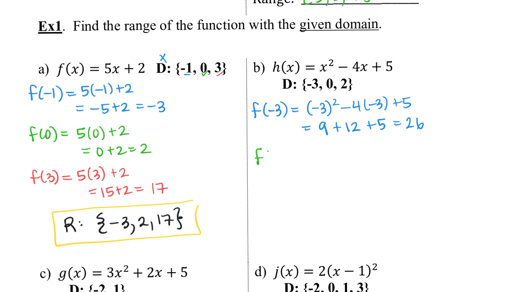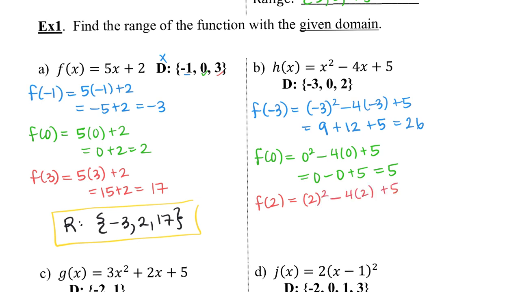Now let me plug in 0. 0 squared minus 4 times 0 plus 5. What is that? 0 minus 0 plus 5, so just 5. Okay, and then I'm going to plug in 2. So 2 squared, 4 minus 8 plus 5. 4 minus 8 is -4, plus 5 is 1. Okay, then I'm going to list my range. Range is the y values, lowest to highest. The lowest y value is 1, then 5, then 26.